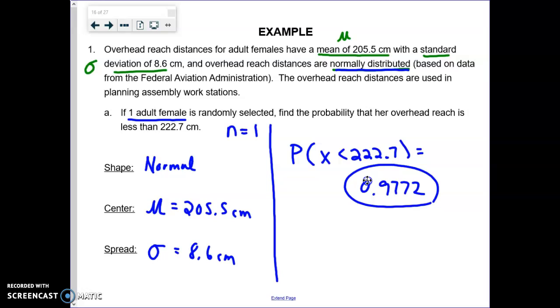Okay. So I'm going to stop this here. This is just A of number 1, and on the next slide we're going to look at B and hopefully C.